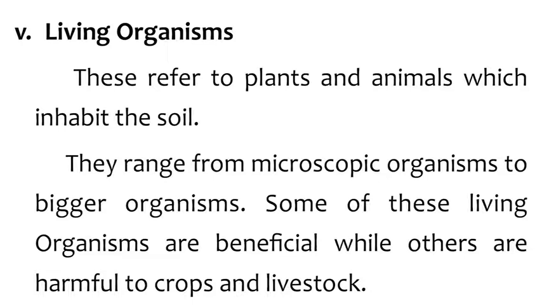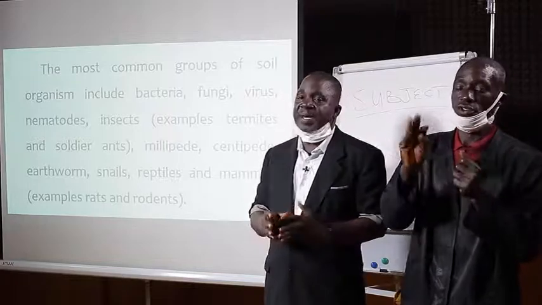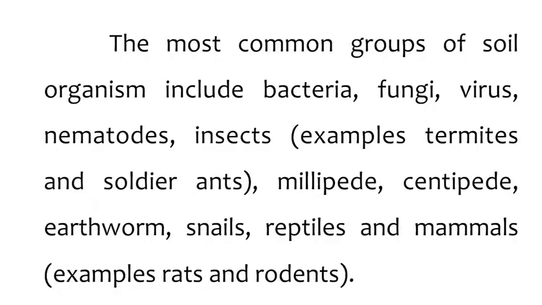Some of these living organisms are beneficial, while others are harmful to crops and livestock. The most common groups of soil organisms include bacteria, fungi, virus, nematodes, insects. A good example of insects include termites and soldier ants, millipedes, centipedes, earthworm, snails, raptors, and mammals. Examples of mammals include rats and rodents.